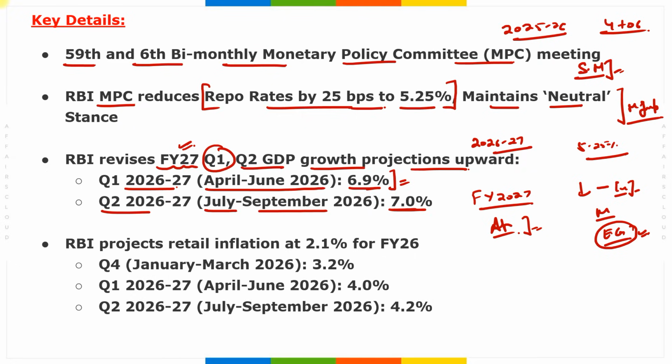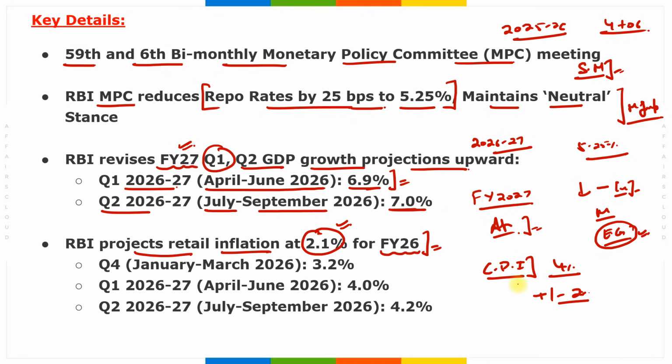GDP projection for the full year financial year 27 will be provided in the April policy statement after the release of the new GDP series. Next is RBI projects retail inflation at 2.1% for financial year 25-26. So the medium term target for the consumer price inflation is 4% within a band of plus or minus 2%. And the CPI inflation for financial year 25-26 is now projected at 2.1%, citing easing price pressures.